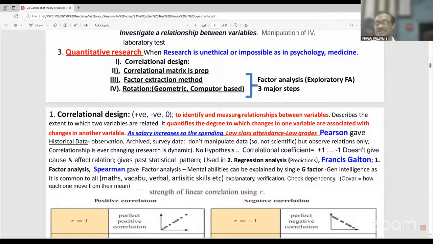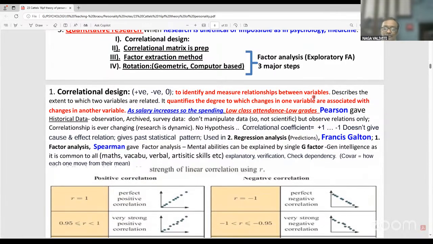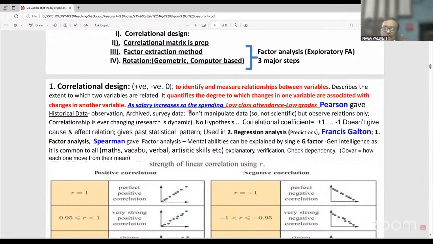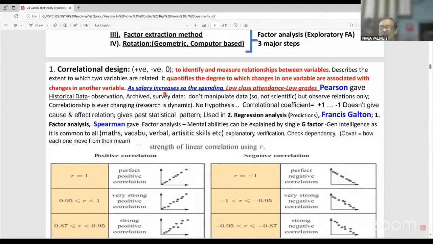There are 2 challenges. For that, different tools are used. What are they used? That correlational approach, you will have correlational design. For example, if salary increases, our expenditure also increases. If your attendance in the classes is high, your possibility of getting high grades is there. If low attendance is there, low grade could be there. This is how the correlation is meant.